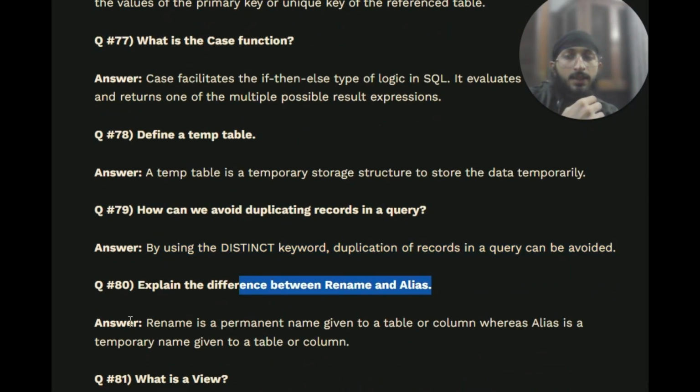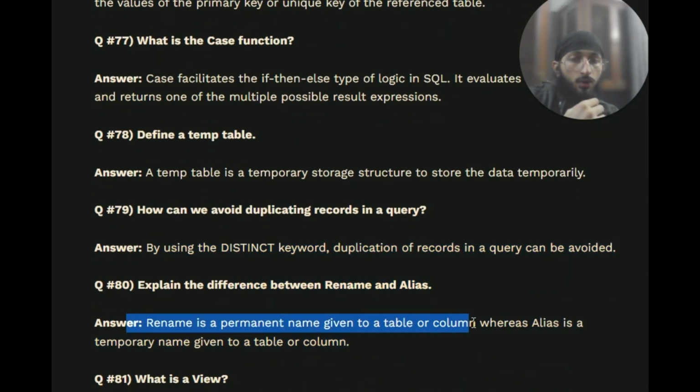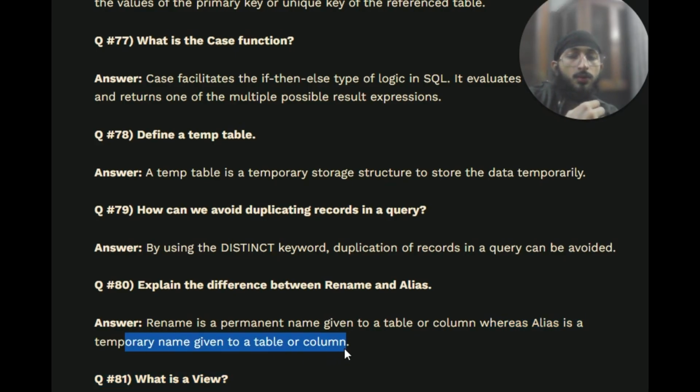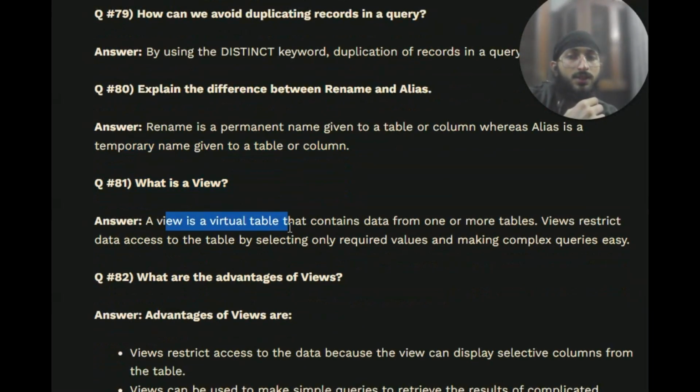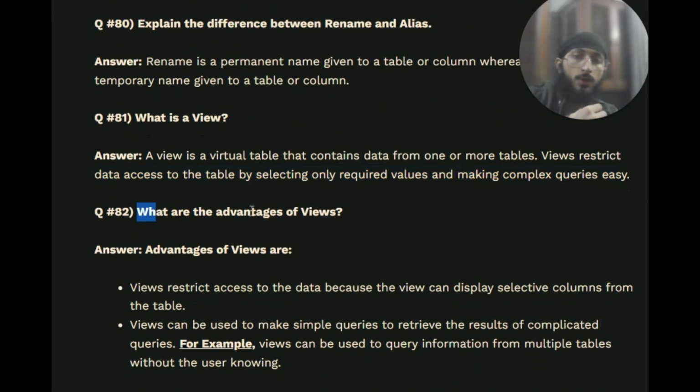Difference between rename and alias. Rename is a permanent name given to a table or column, whereas alias is a temporary name given to a table or a column. What is a view? A view is actually a virtual table that contains data from one or more tables. Views restrict data access to the table by selecting only required values and make complex queries easy.